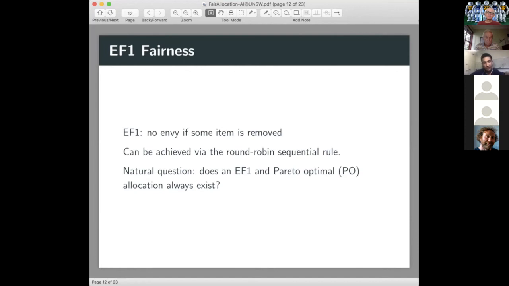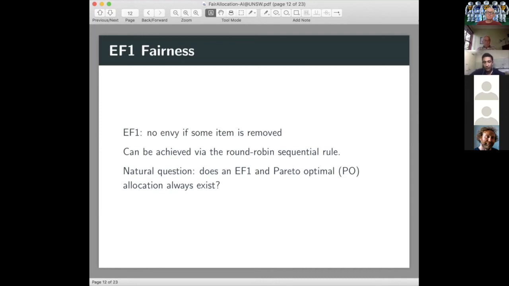As I mentioned earlier, there's also this concept called EF1, which essentially is a weakening of envy-freeness, where you say that we're okay with some envy as long as that envy goes away if you remove one item from consideration, especially from the agent who is envious. The nice aspect of EF1 is that it can be achieved by some very simple and widely used algorithms, in particular the round robin sequential algorithm, which you might have used in school or recess when you're forming some teams. However, that particular algorithm is not guaranteed to additionally guarantee Pareto optimality.